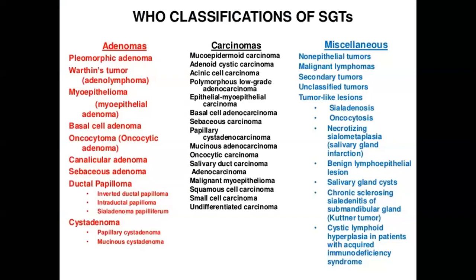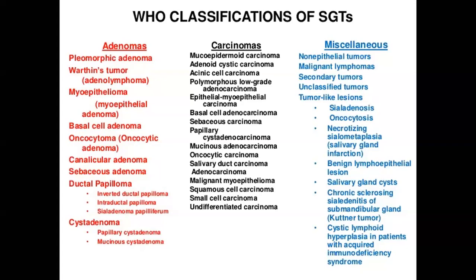Now, the WHO classification of the salivary gland tumors: they are classified into adenomas, which are the benign conditions, carcinomas, and the miscellaneous causes. In the adenomas, we have the pleomorphic adenoma, then Warthin's tumor, basal cell adenoma, oncocytoma, canalicular adenoma, sebaceous adenoma, and the ductal papilloma. The ductal papilloma is further divided into inverted ductal papilloma, intraductal papilloma, and sialadenoma papilliferum.